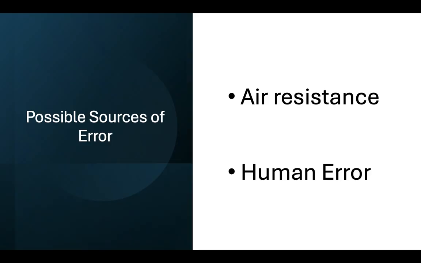So for potential sources of error, we have air resistance as well as human error. Human error could have been done when we were trying to calculate the original position of the marker in Tracker, and this could have been when we were editing the video.